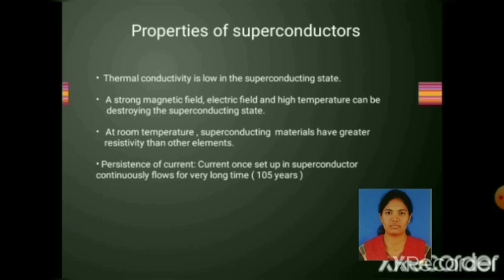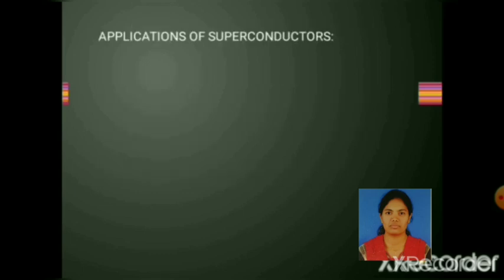Next property is about persistence of current. Current once set up in a superconductor continuously flows for a very long time. So for a very long time we can make a superconductor store current in that material.